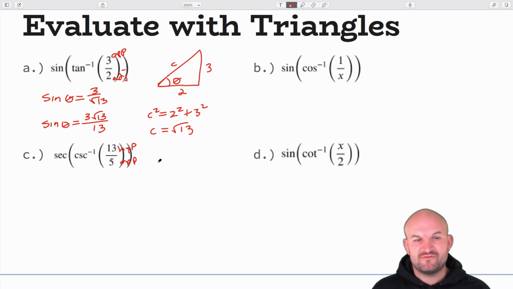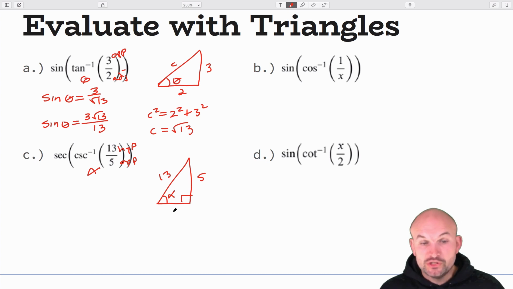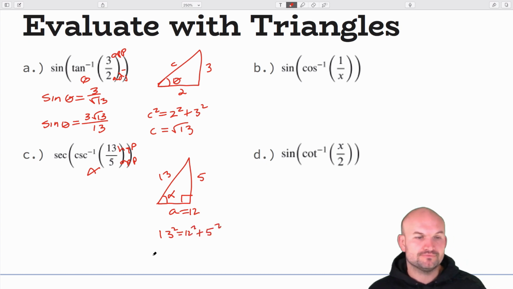You could write the equation again if you wanted to. Let's call this angle, I call this one theta. Let's call this one alpha. So again, let's draw another triangle. I like to just draw all my triangles the same. So therefore, this is 13 over opposite. Now, hopefully you recognize this is a Pythagorean triple. So you could do the Pythagorean theorem, but hopefully you recognize that answer is 12, because 13 squared equals 12 squared plus 5 squared, okay?